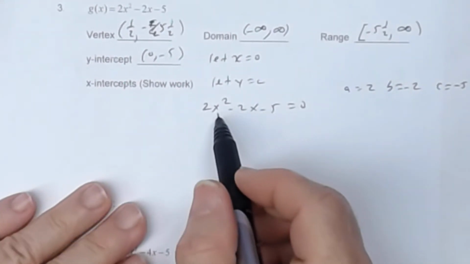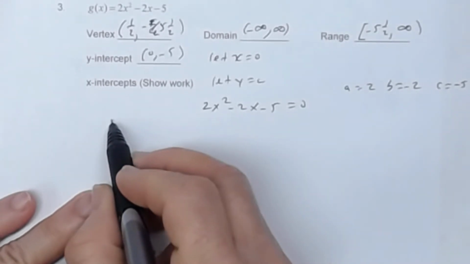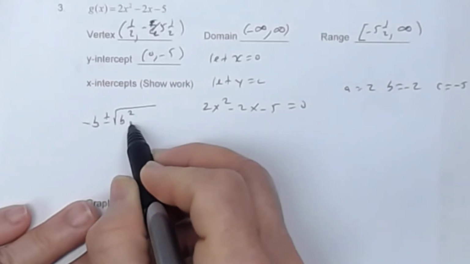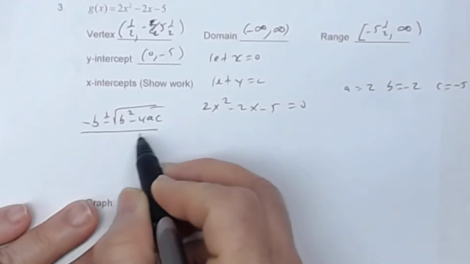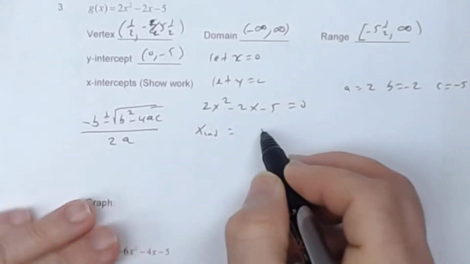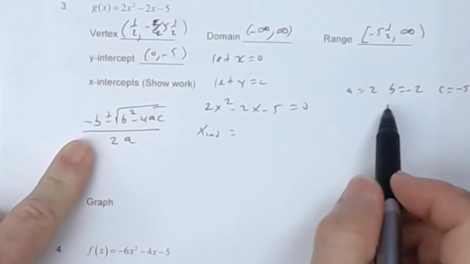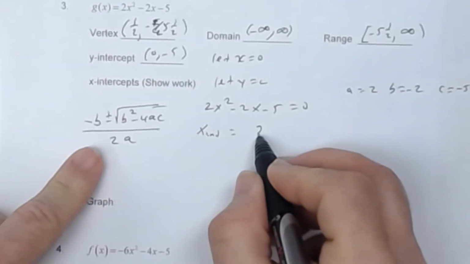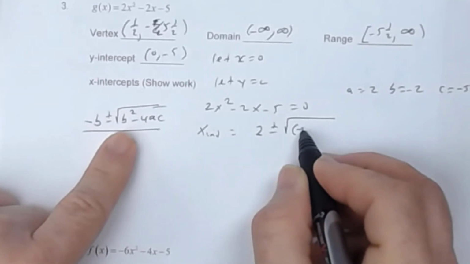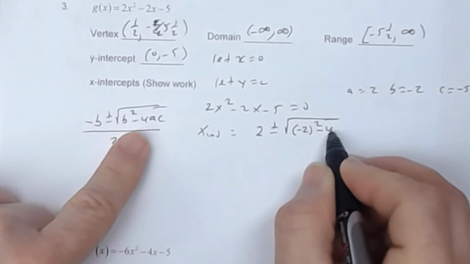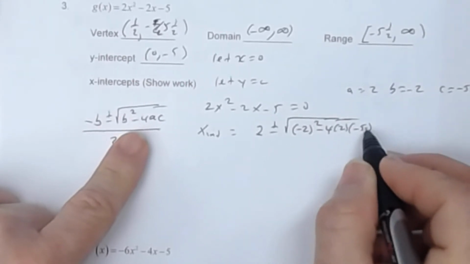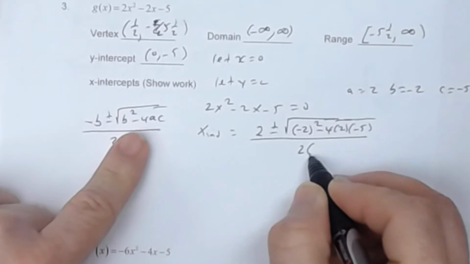All right, I'm going to go ahead and use the quadratic formula. The quadratic formula is the opposite of b plus or minus the square root of b squared minus 4ac, all divided by 2a. So my x-intercepts will equal the opposite of b. Well, if b is negative 2, the opposite of that is a positive 2, plus or minus the square root of b, in parentheses, negative 2 squared, minus 4 times a, which is 2, times c, which is negative 5, all divided by 2 times 2.